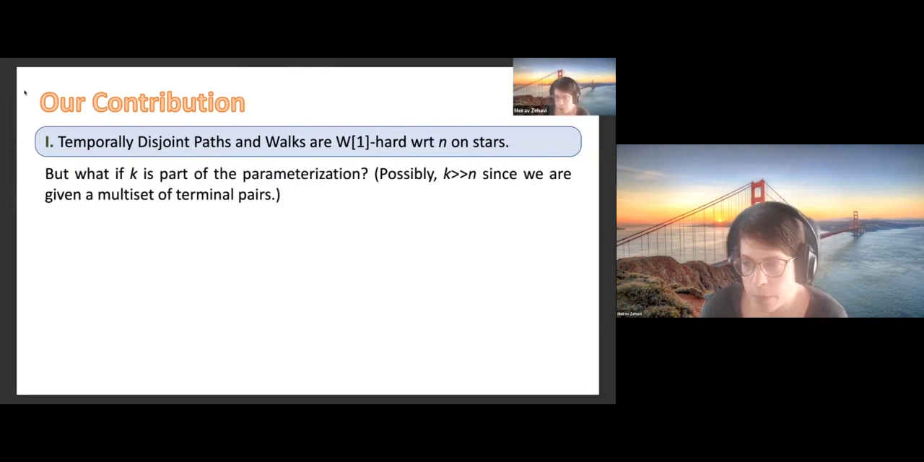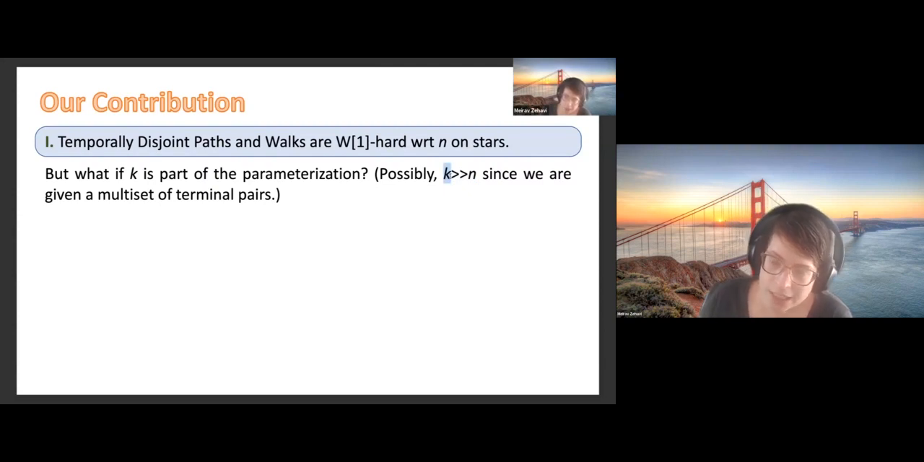Okay, but we can still hope to get a positive result because we can consider k as part of the parameter, the number of pairs that we need to connect. And this makes sense because k can be substantially larger than n. And this is indeed what is happening in the reduction where we show hardness. k is substantially larger than n.